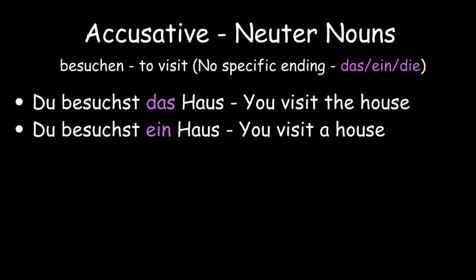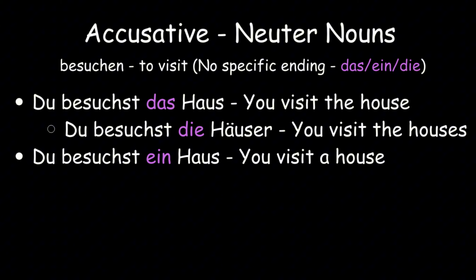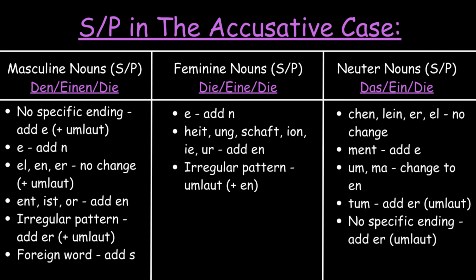Here we have the verb besuchen. Du besuchst das Haus. Du besuchst ein Haus. To pluralize it, change the article and noun. Du besuchst die Häuser. This is the general system of nouns and articles in the German accusative, so this concept applies to most nouns in German.